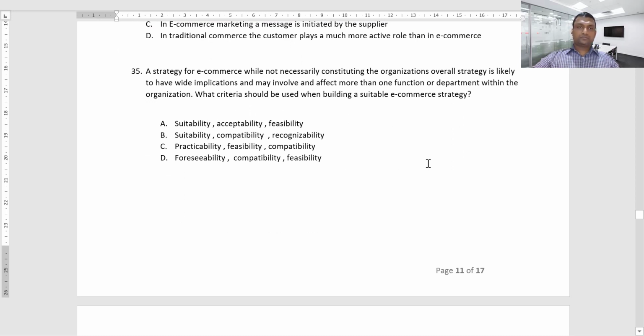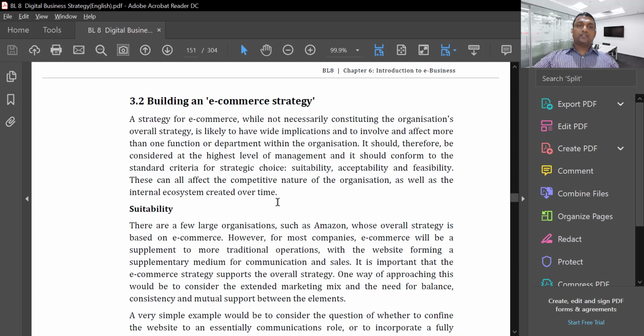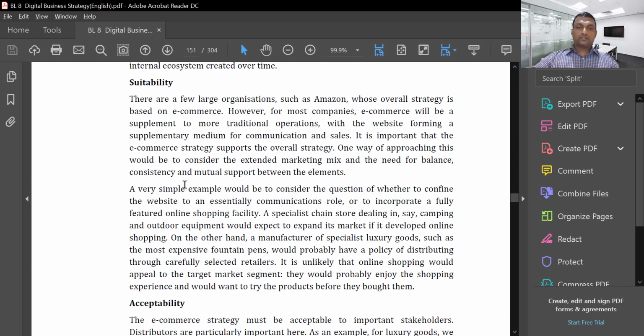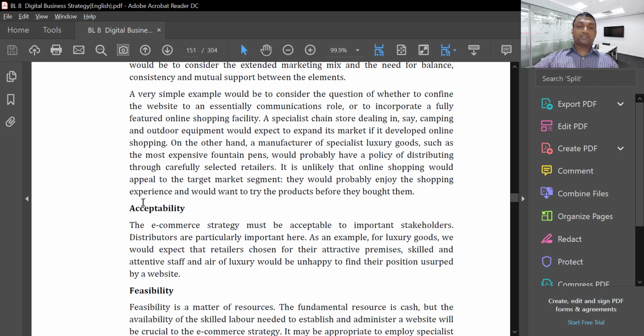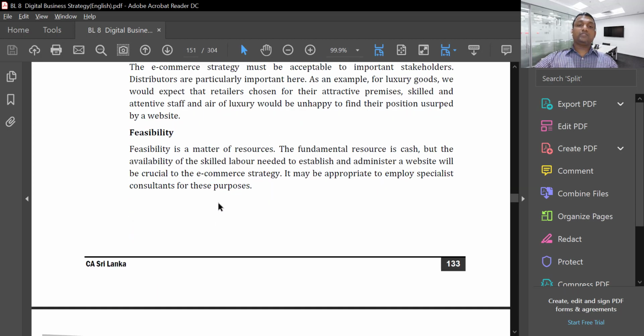Question number 35. A strategy for e-commerce, while not necessarily constituting the organization's overall strategy, is likely to have wide implications and may involve and affect more than one function or department within the organization. What criteria should be used when building a suitable e-commerce strategy? So about e-commerce strategy, there is an explanation in the textbook, building an e-commerce strategy. They talk about when you are building a strategy for the organization, why it has to be suitable for the organization, and it needs to be accepted not just by the management but by all the stakeholders in the organization, and it has to be feasible also.